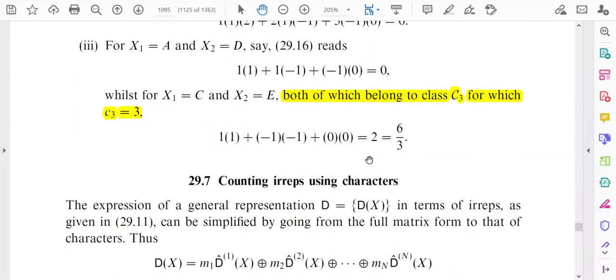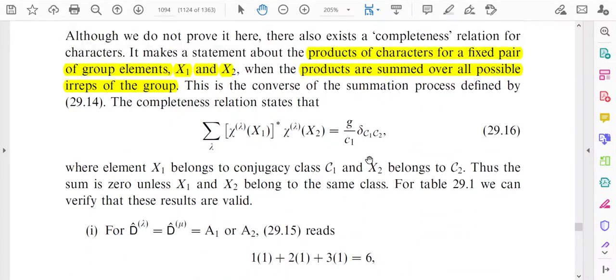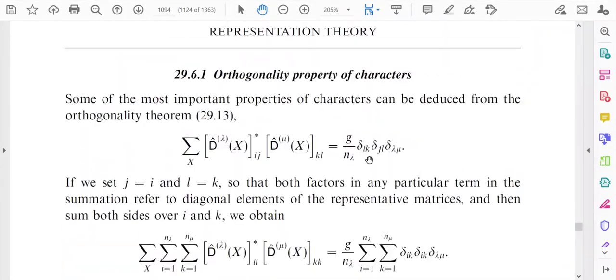So all the relations hold for this particular character table, and in this lecture we have discussed basically the orthogonality property of the characters. I hope you have understood my lecture, and for further understanding I request you to go through the textbook Mathematical Methods for Physics and Engineering by Riley, Hobson and Bence, and I thank you all for listening to my lecture.